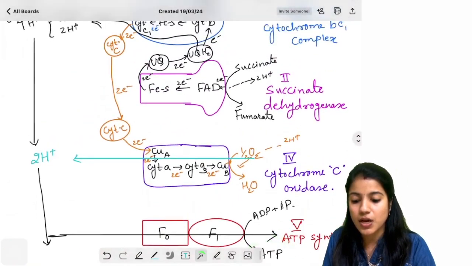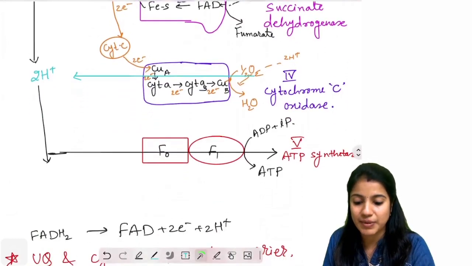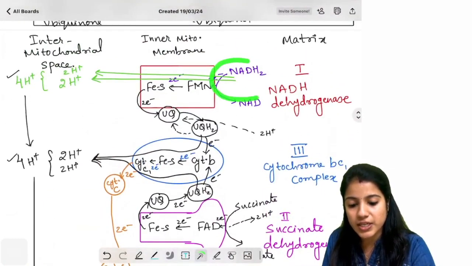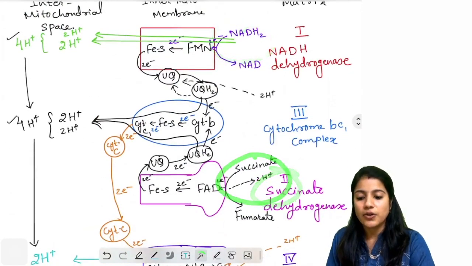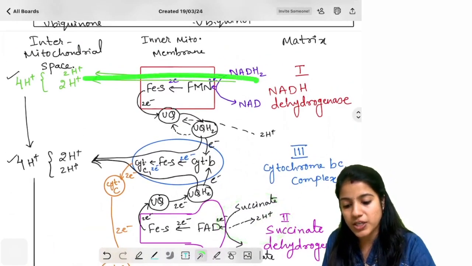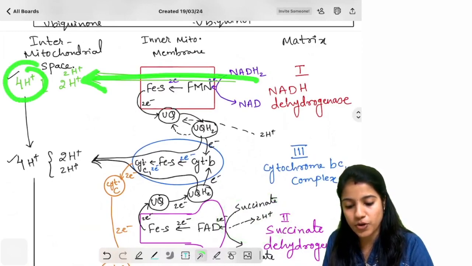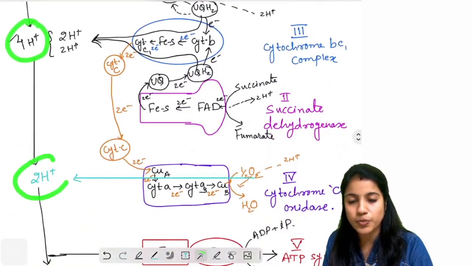So now this is how the electron transport system is taking place. We are getting NADH2 and FADH2 during this step. Alright. Now during this transport, NADH2 came from here. So 4 protons here, 4 protons here and 2 protons here.